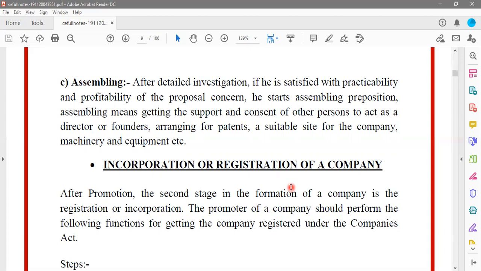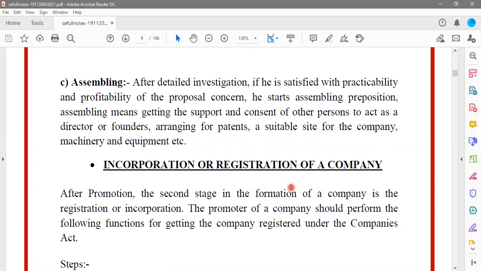So assembling means, after all the investigation and decisions, you will fix on one idea and say, yes, I'm going to do this. By then you will have all the required documentation. So you will go to the next step of incorporation. Okay, you'll go to the next step of incorporation. So that is your step number 2.